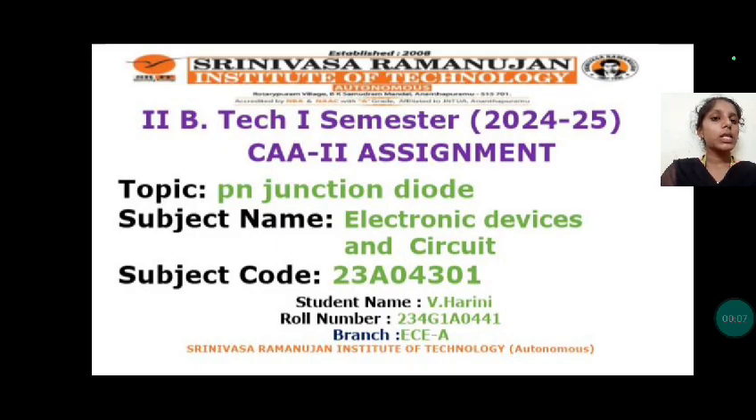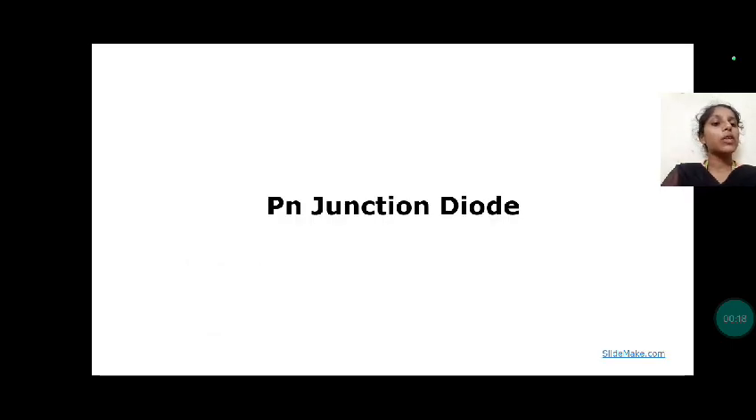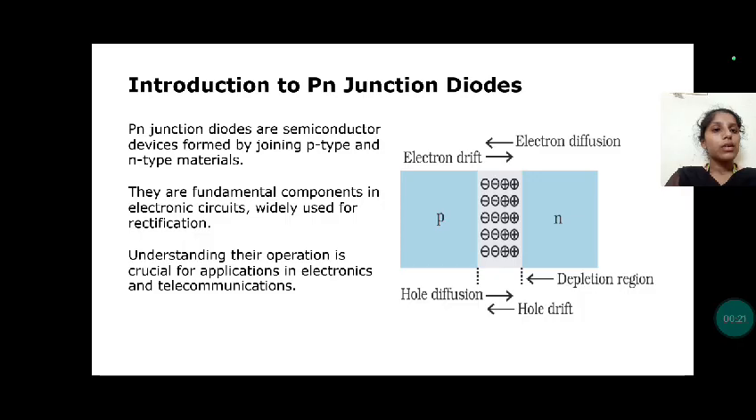My branch is ECA section, and my topic is PN junction diode. Subject name is electronic devices and circuits, and subject code is 23A04301. Topic: PN junction diode.